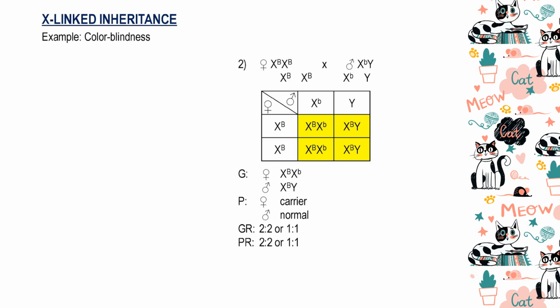When we fill in the Punnett square, we combine these gametes. All daughters receive dominant XB from the mother and recessive Xb from the father, giving the heterozygous genotype XBXb, which means they are carriers. All sons receive dominant XB from the mother and Y from the father, giving the genotype dominant XBY, which means they are normal males. Finally, we count the outcomes. Since each combination appears twice, the genotypic ratio is 2:2, simplified to 1:1. The phenotypic ratio is 2:2, simplified to 1:1.